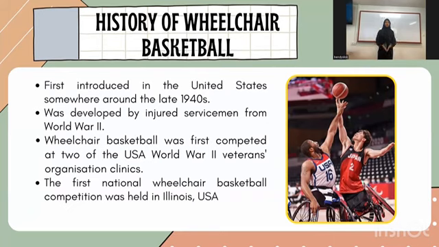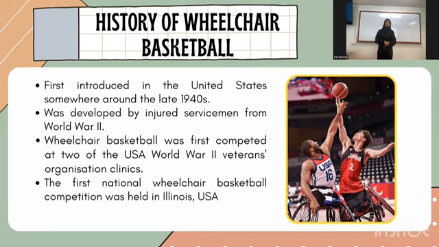Wheelchair basketball was first introduced in the United States around the late 1940s. It was developed by injured servicemen from World War II who were former basketball players when they were bodily able. They introduced the wheelchair version of basketball in order to continue playing the game. The official body that governs the sport at the global level is the International Wheelchair Basketball Federation. The sport is also recognized by the Paralympic Committee.